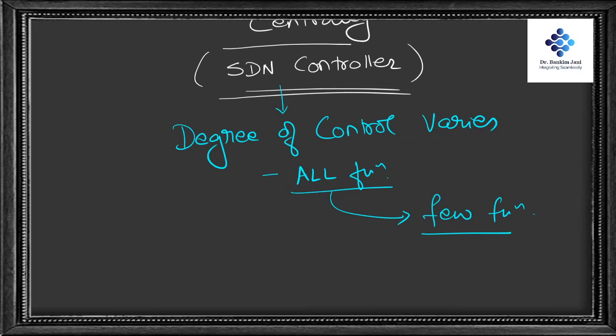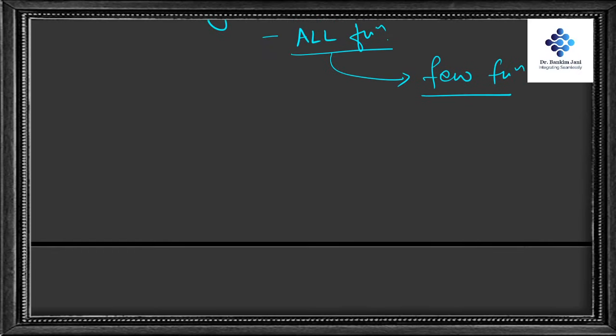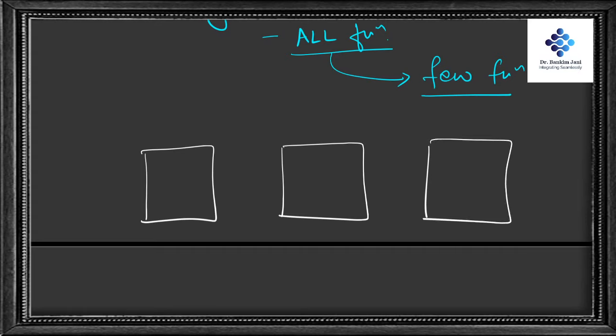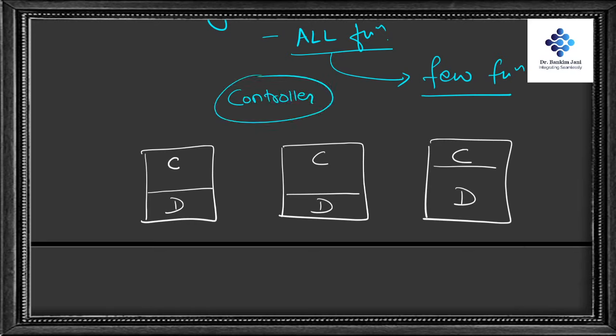So let's draw a simple figure and that will explain things in a much better way. So here it is device 1, device 2, device 3. And here is our control plane and this is our data plane. Control plane, data plane, control plane, data plane. And it is our controller who is sitting here and controlling everything. And then it tells the devices, you don't have to worry about the control part anymore. I'll be taking care of it.